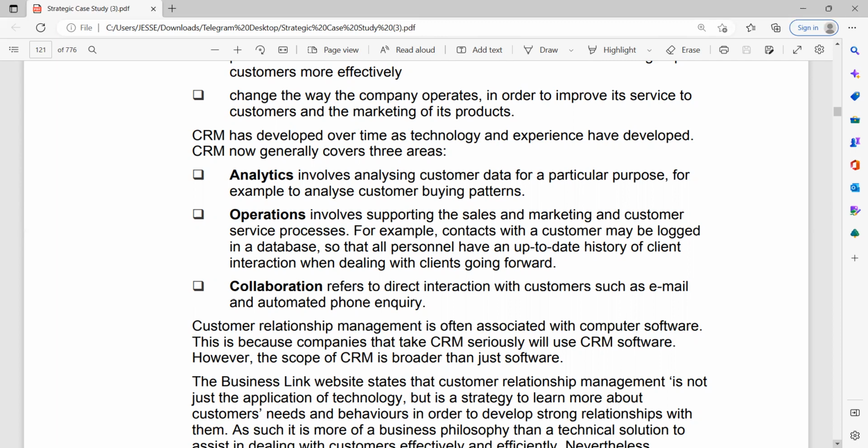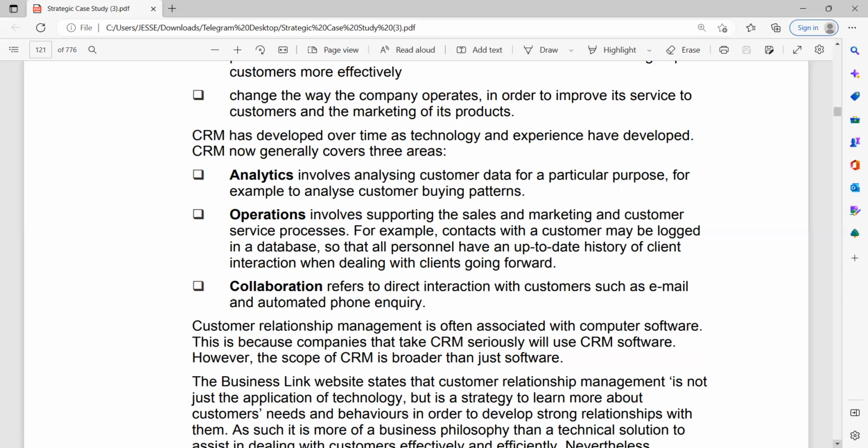And then you have operations. Operations involves supporting the sales and marketing and customer service processes. For example, contacts with the customer may be logged into a database. That's fairly explanatory. A typical example of operations is where you get the customer's details to log into a database. That's why sometimes when you call a call center, they ask you for your name, so they can pull out your details. You go to a bank, you give them your account number, they can pull your details. So that's operations.